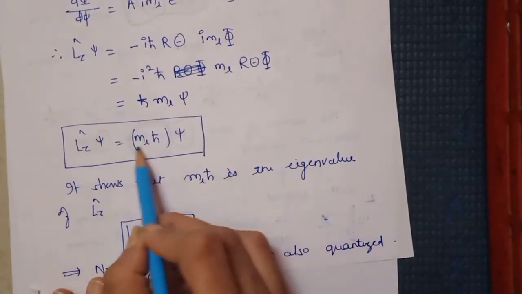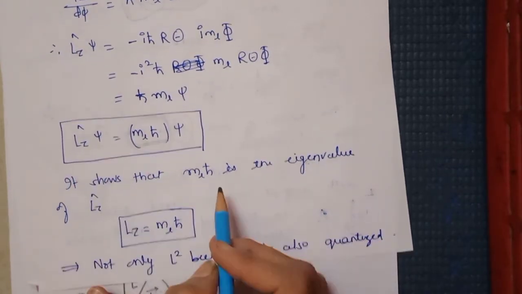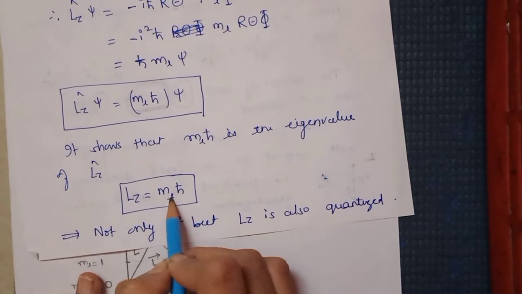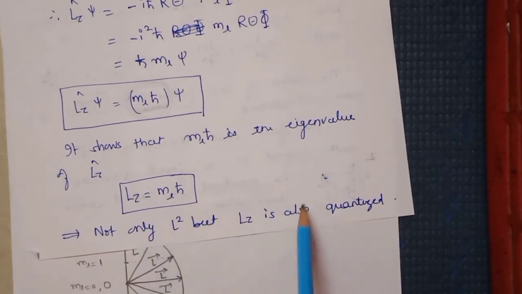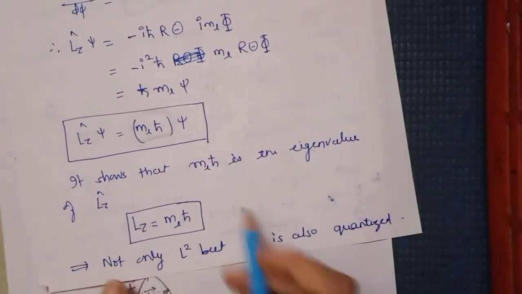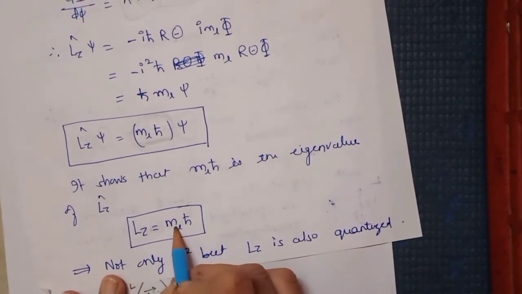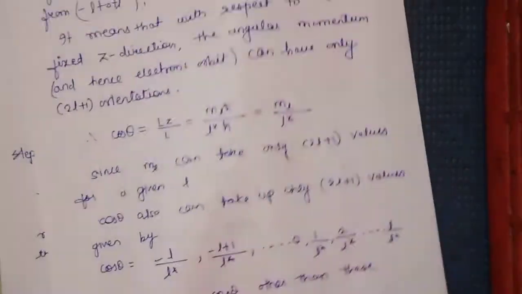It shows that ml h cross is the eigenvalue of the LZ operator, or I can write LZ equals ml h cross. So not only L square, but LZ is also quantized, because LZ depends upon ml. ml can take only specific values. That is how LZ is also quantized here.